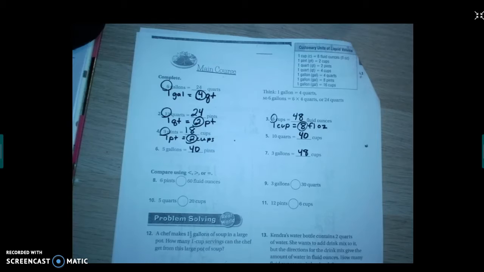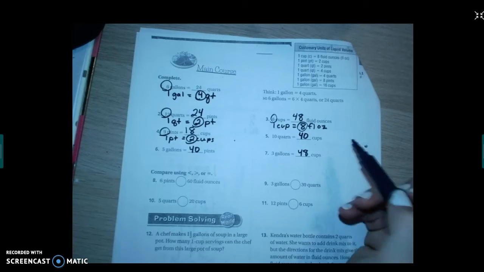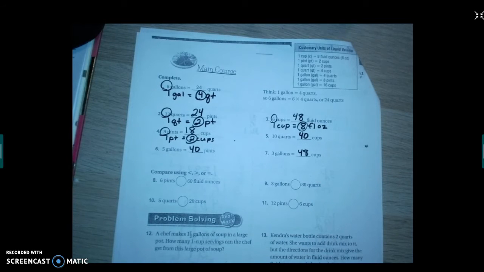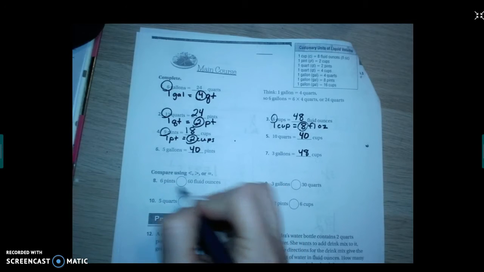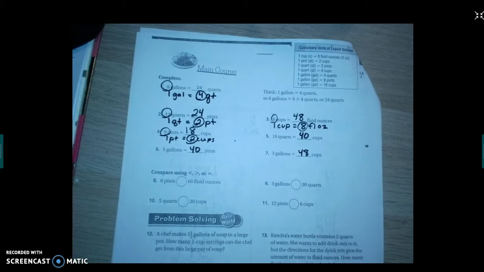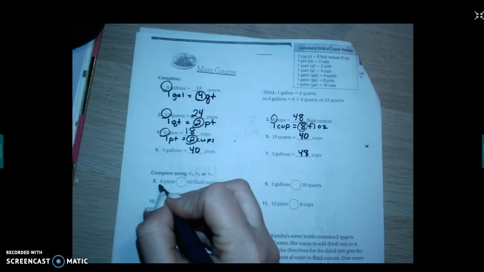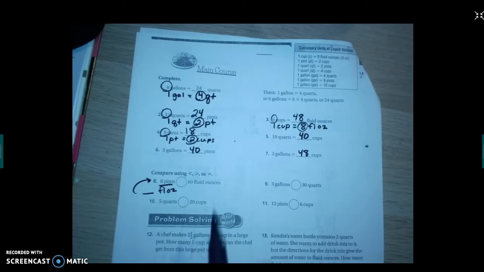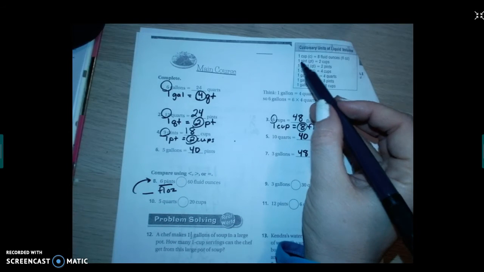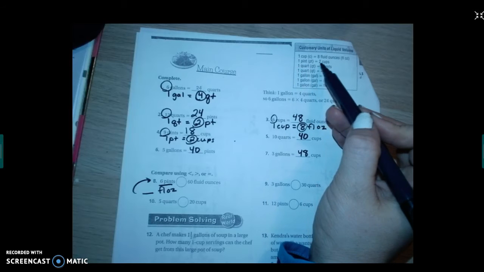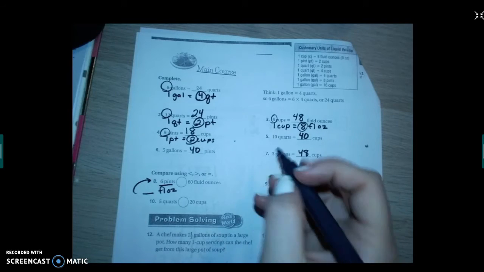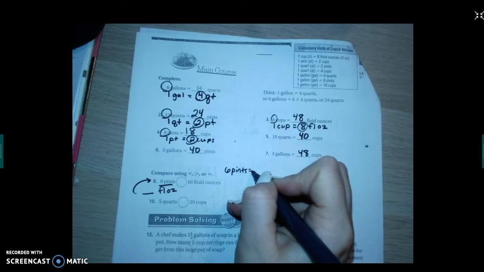Okay, so what we're going to do is we're just going to go over these real quick. So 5 is 40 cups, 6 is 40 pints, 7 is 48 cups. All right, so this one is asking 6 pints and 60 fluid ounces. Okay, this one is going to be a little bit more tricky because you're going to have to convert twice. So basically we want to find out how many fluid ounces is 6 pints. Okay, but as you can see, we don't have anything up here that takes us from pints to fluid ounces. We do have something that takes us from pints to cups, and then cups to fluid ounces. So hang in there as we go through this. Okay, so I know that 6 pints equals how many cups?